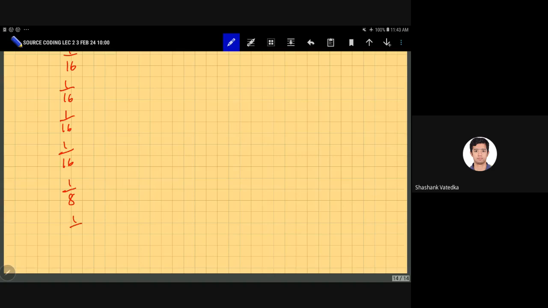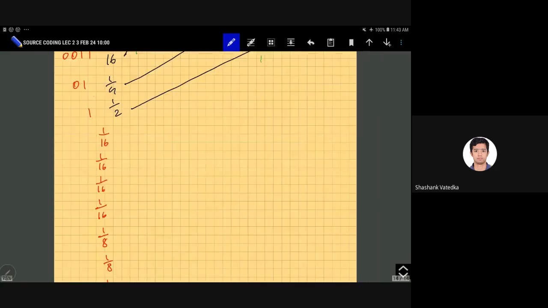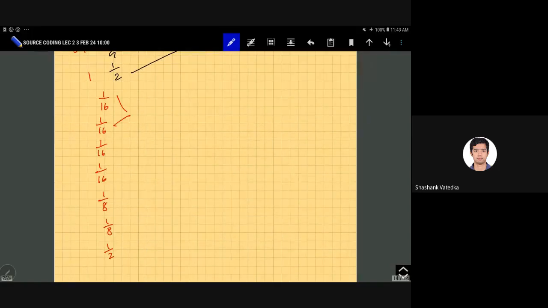Okay, 1/8 and a half. So I combine these two to get a super symbol with probability 1/8. Combine these two to get a super symbol of probability 1/8. Now I have to make a decision.